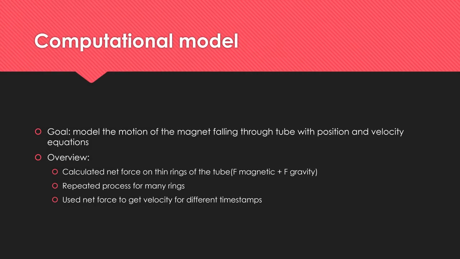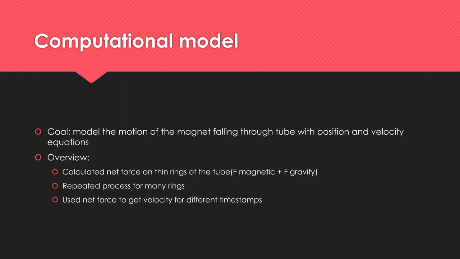Alright, so let's discuss the computational model. The goal here was to use the physics principles from earlier to find the net force on the entire tube and model the motion of the magnet falling through the tube. We first broke up the tube into a series of rings with thickness dy. The magnetic force on one ring was found from the equation I times delta L cross B, and I was found by taking the absolute value of the change in flux and dividing by resistance, or in other words, Faraday's law divided by resistance. By finding the magnetic force on one ring, we could find the magnetic force on the entire tube by the magnet, which would be equal to the magnetic force on the magnet by the tube from Newton's third law.